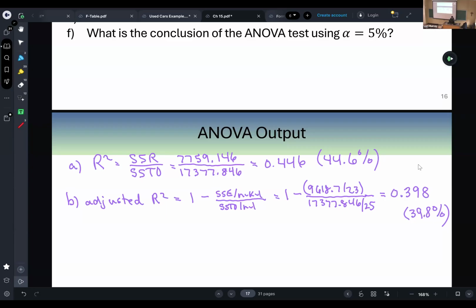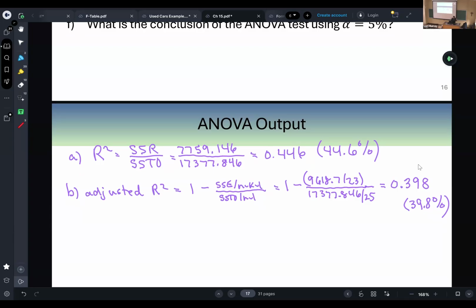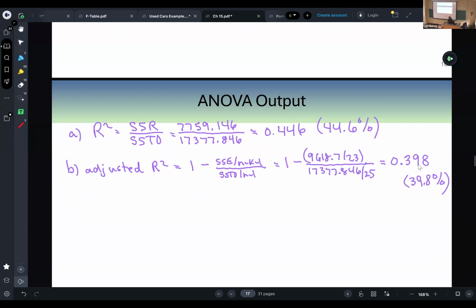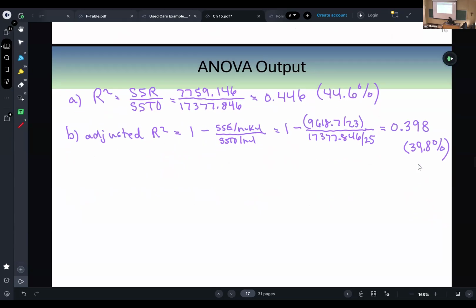All right, so part C. We could compare these two, R squared and adjusted R squared. R squared almost always will be higher. Sometimes they'll be close, but 44.6 versus 39.8%. So the adjusted R squared is usually the safer bet to use and to report. You can always report both as well.